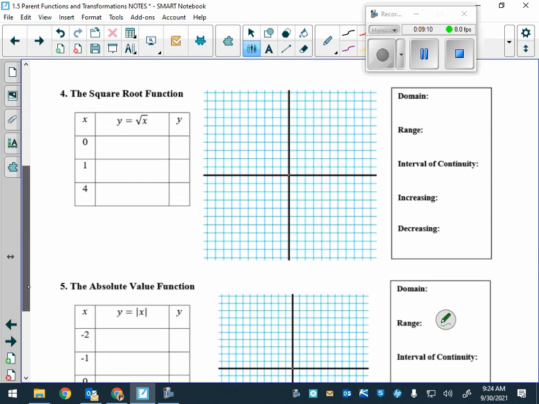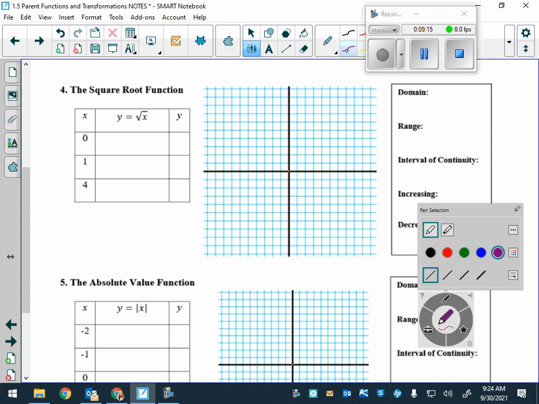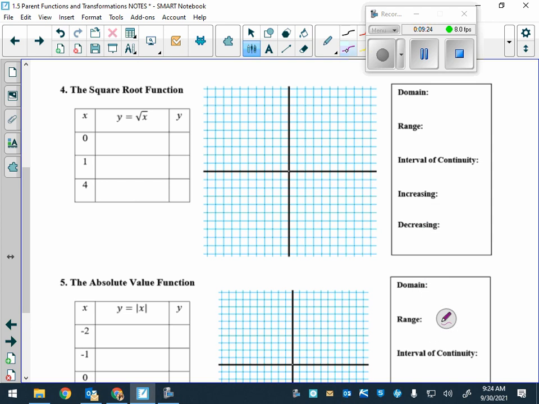The next one is a square root function. Why didn't I include negative values? Eleanor. Good. A negative value will give you an imaginary solution. So what is the square root of 0? Square root of 1. Square root of 4. And if I added 9, 3. Good. Start here.